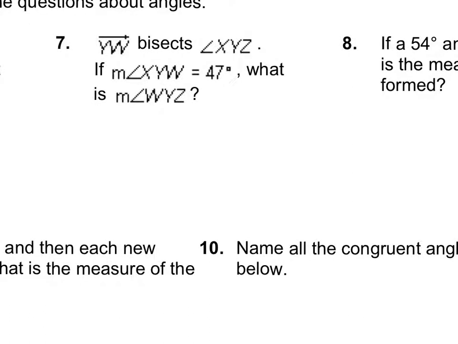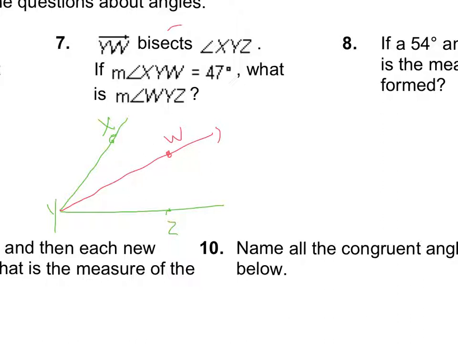So 7 says that YW bisects angle XYZ. So I'm going to draw a picture. So here's angle XYZ. And we know that YW, so here's W, bisects it. Remember, bisect means split in half. Okay, and half means that there's 2 equal parts.